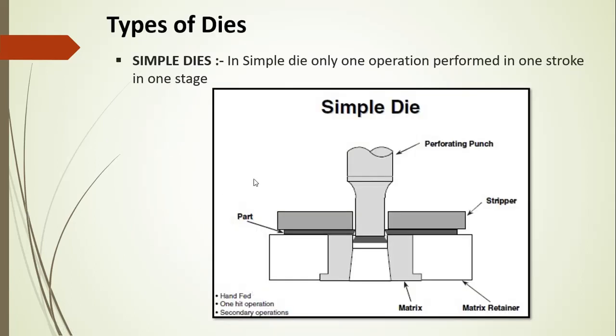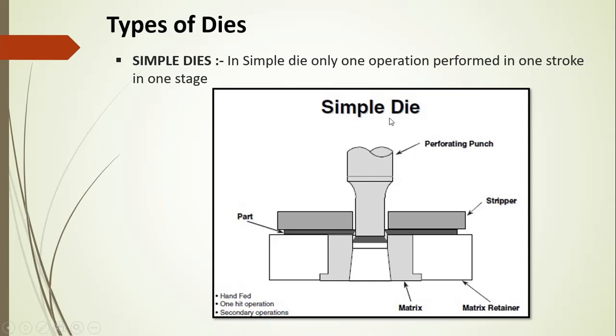That is a simple die. What is meant by simple die? Here punch, die, stripper plate, and in between die and stripper plate your part, or your sheet metal, will be there. In simple die only one operation will be performed, either blanking or piercing, or we call it a punching operation, performed in one stroke and at one stage only.